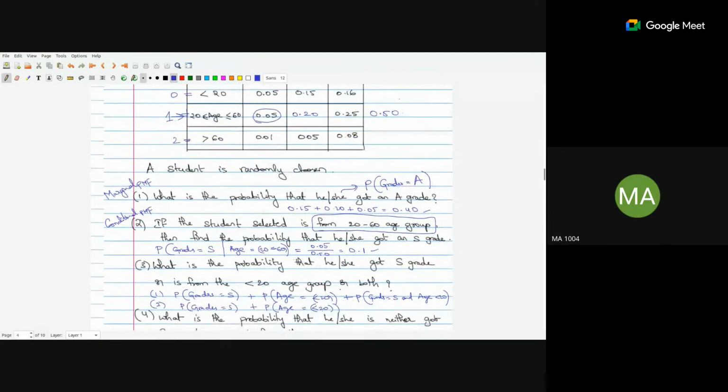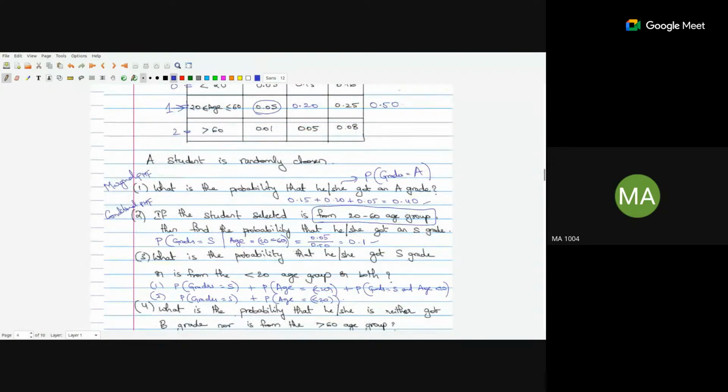Like that you can take, but I'm just writing it up. Or the third option is, where should I write my third? Okay, maybe I will write it here. Probability that grades are S plus probability that the age is less than 20 minus this. Yes, sir. Third option.